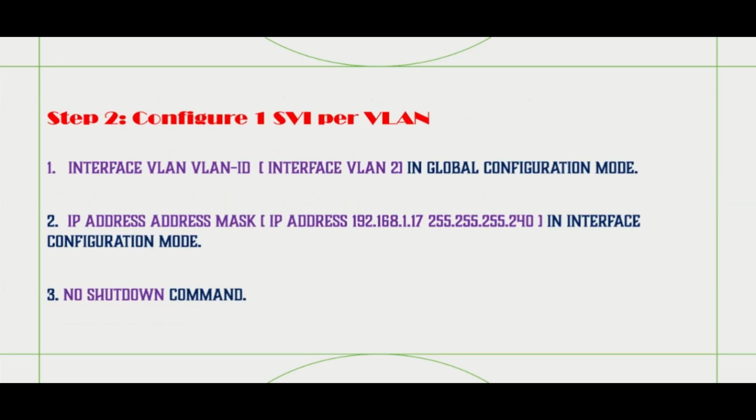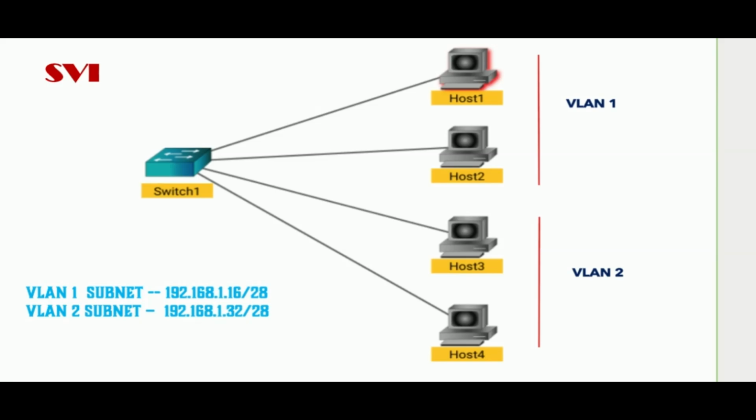Step 2: configure one SVI per VLAN. These are the commands to configure SVIs. Let's configure the layer 3 switch SVIs now. Let's look at this topology for SVI. We have used a layer 3 switch with SDM prefer command enabled by default. So, no need of SDM prefer command here, however we need to execute the IP routing command.